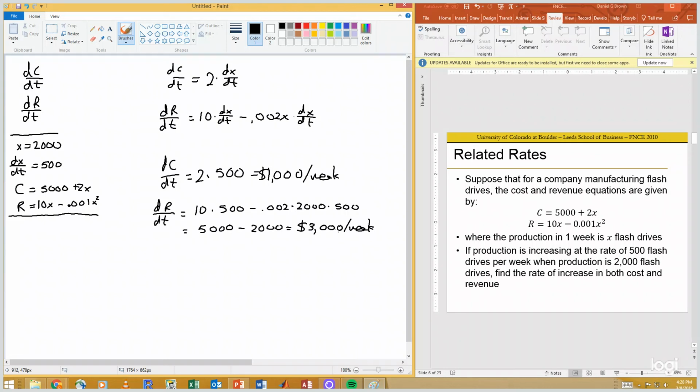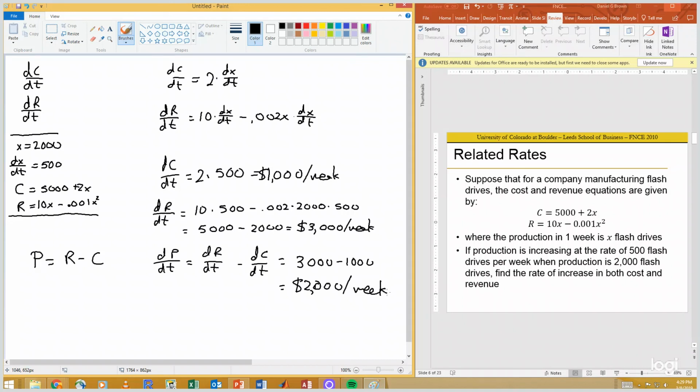Their costs are increasing at $1,000 per week. Their revenues, on the other hand, are increasing at $3,000 per week. And therefore their profits, again, we could write profit equals revenue minus cost. Therefore, dP/dt equals dR/dt minus dC/dt equals 3,000 minus 1,000. Their profits are increasing at $2,000 per week. And so we've solved our related rates problem.